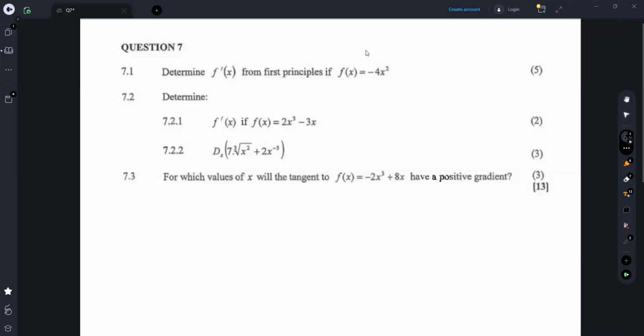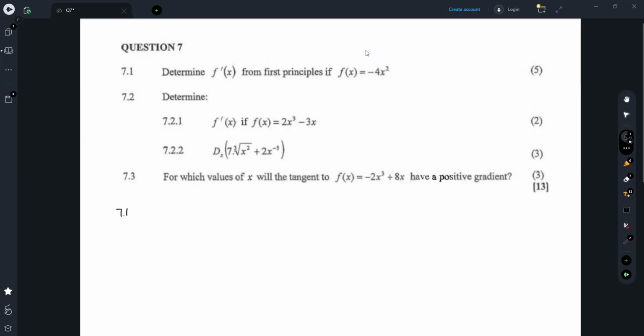Okay. So now 7.1 here says, determine the first derivative from first principle if f of x is equal to negative 4x squared, right? Okay, so let's quickly do that. So we want to find out what the derivative will be if we use the first principle.